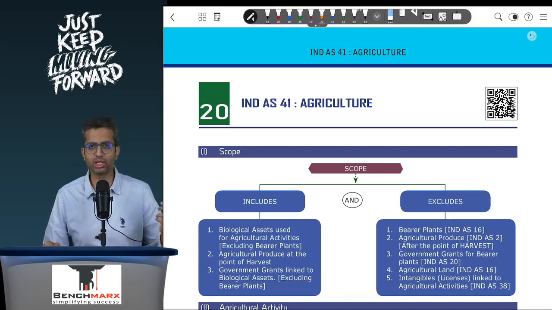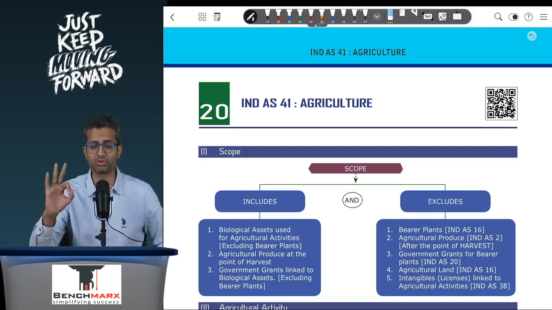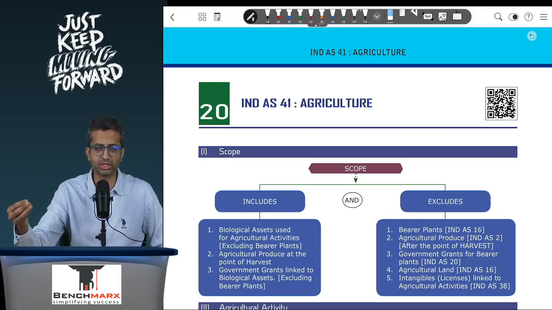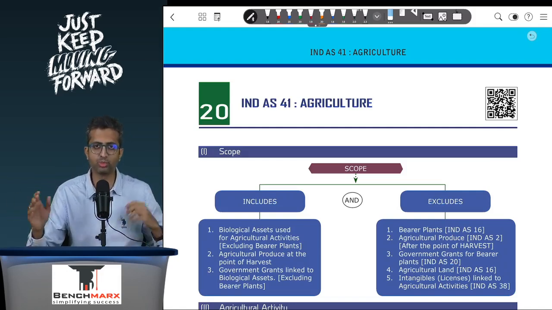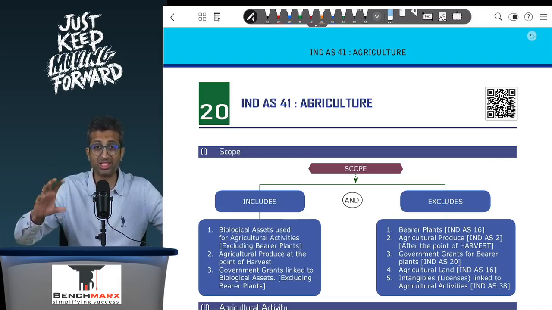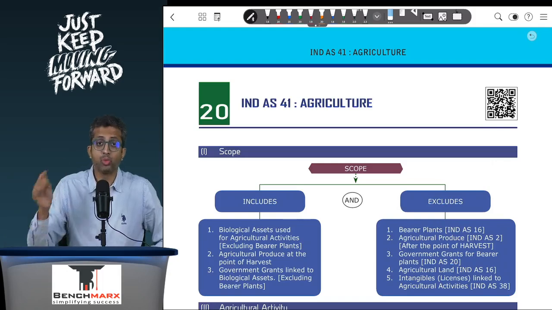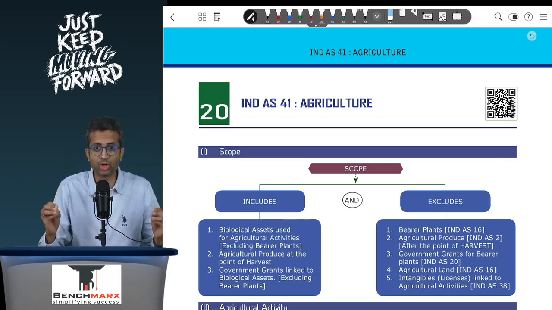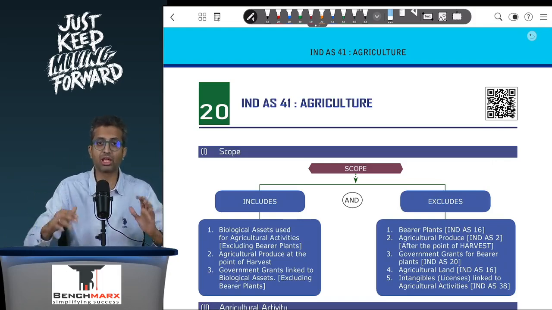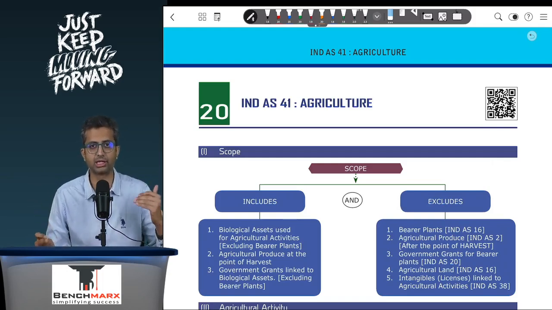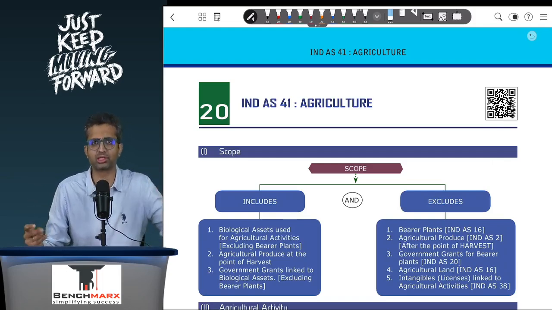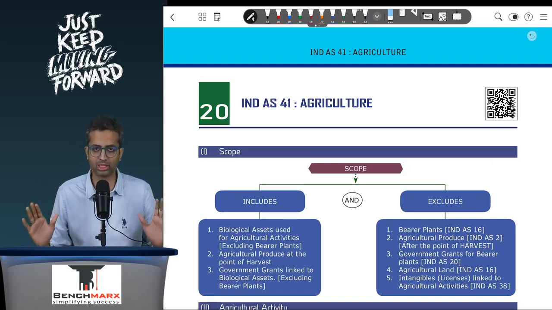So as per Ind AS 41 it includes three specific items. First is biological assets, that is living assets other than bearer plants which are used for agricultural purposes. So there are three things over here that you need to know. First is biological assets, that means they are living assets or living plants other than bearer plants, because bearer plants get covered under Ind AS 16, which are used for agricultural purposes. So if they are not used for agricultural activities, then they are not a part of Ind AS 41 and they will go to other standards like Ind AS 16 and we'll do problems on that as well.